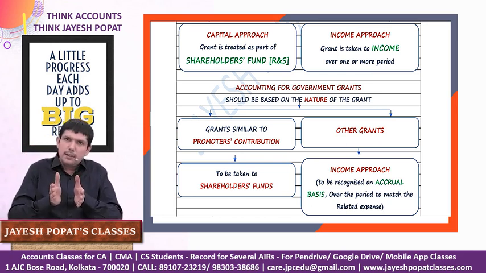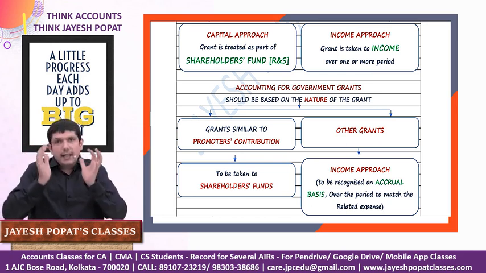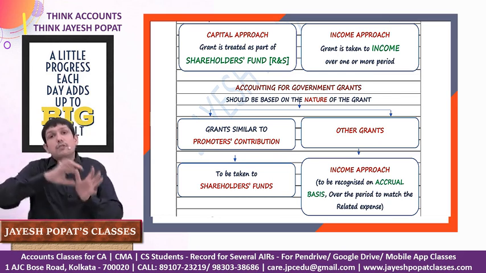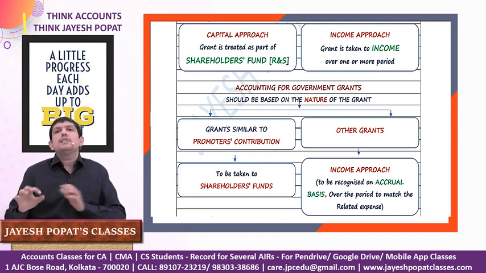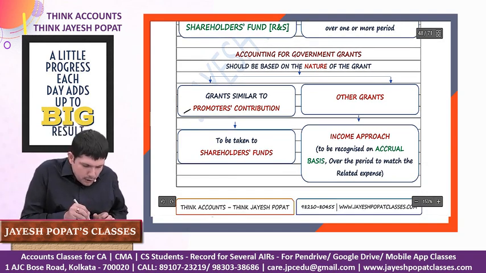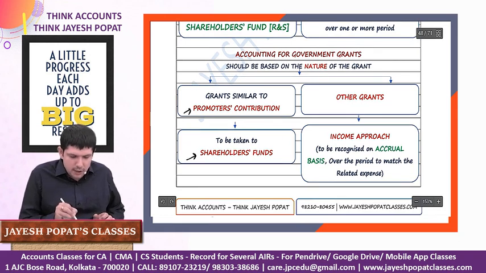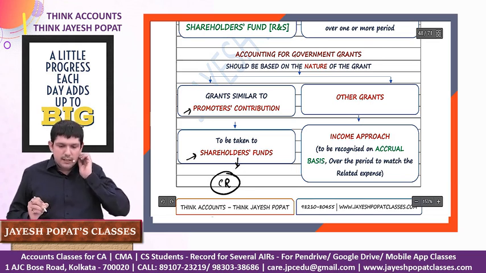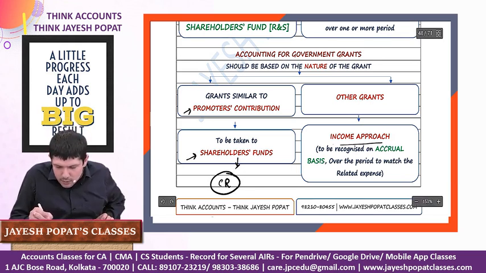These grants will normally be treated as a promoter's contribution, and if the grant is in the nature of promoter's contribution, you should follow the capital approach. For other grants, you should follow the income approach. So for grants which are similar to the promoter's contribution, you should credit it to the shareholders' fund. Where do we credit it in the shareholders' fund? We take it to the capital reserve. For other grants, you should follow the income approach and recognize the grant on an accrual basis over the period to match the related expenses.